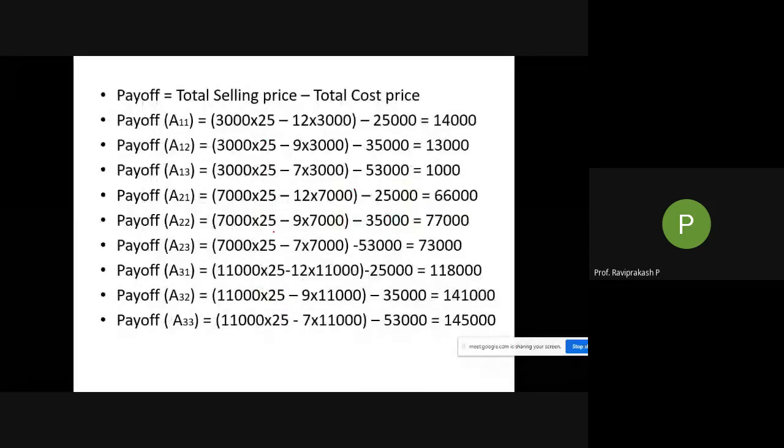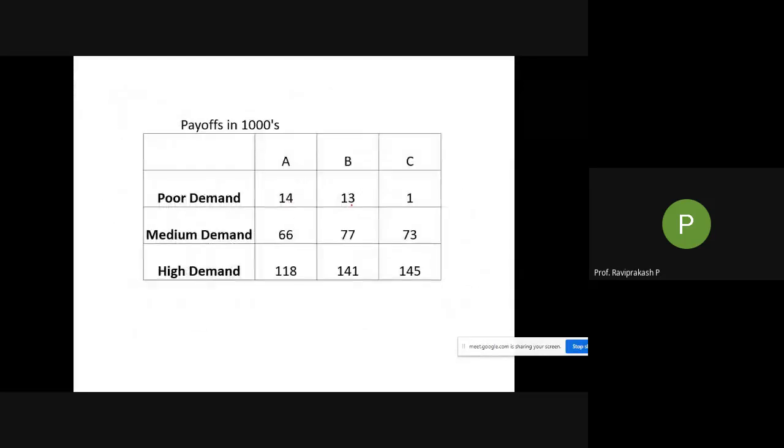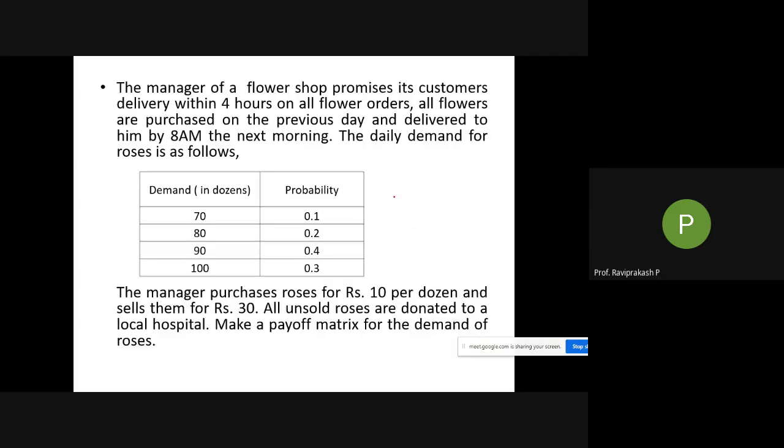So those who are getting confused or don't want to ask the questions, you can take a screenshot of this. Then go and calculate properly. Don't get confused anywhere. So this is A12, A13 and everything is given. For that particular cell, this is how I am calculating the value. Again, I have done here 14, 13, 1, 66, 77, 73, 118, 141 and 145. So this is the payoff matrix. If they just ask you to formulate a payoff matrix, we need to do this. Okay. So coming to the next one, take down this particular problem.